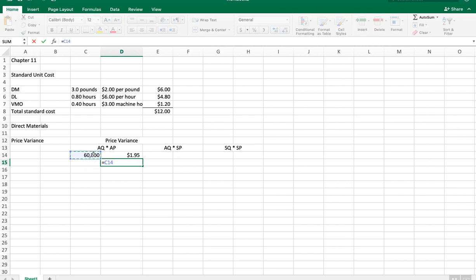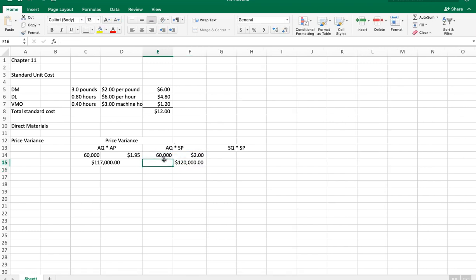And so if I multiply those together, I come up with $117,000. And then if I come over here and I take my actual quantity and I multiply it by my standard price, so what did I think I was going to pay per pound? I planned to pay $2 per pound. So then I multiply those together and I get $120,000. And then what I do is I take the difference between these two numbers.